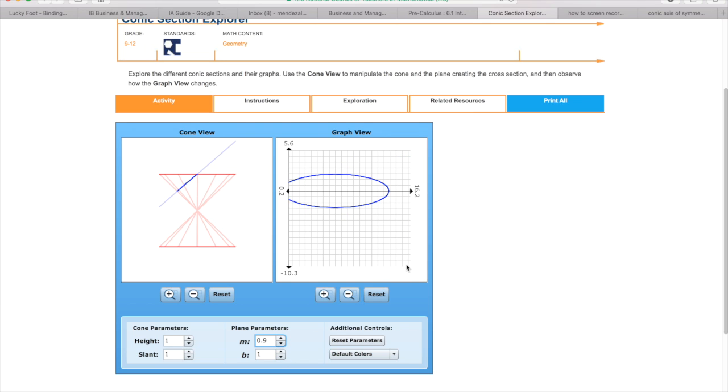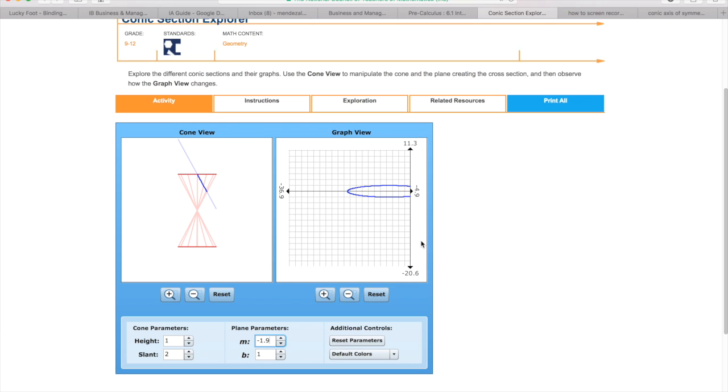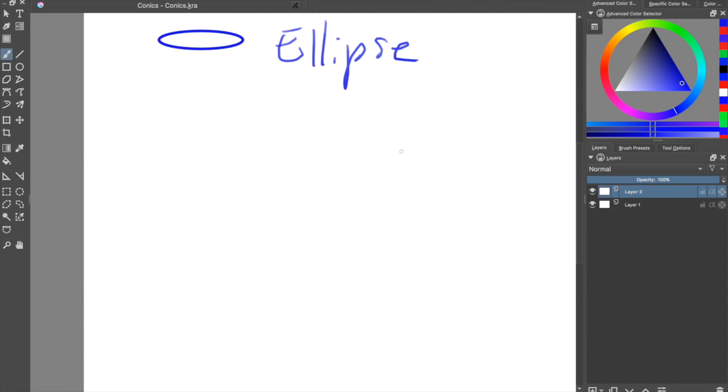So, what does this mean? If the slant is now, let's say 2, and we have 1.9, we still have an ellipse. But now if this is a 2, the ellipse is gone. If this is a negative 2, this is gone, a negative 1.9, and the ellipse is there. So, what does this tell us?